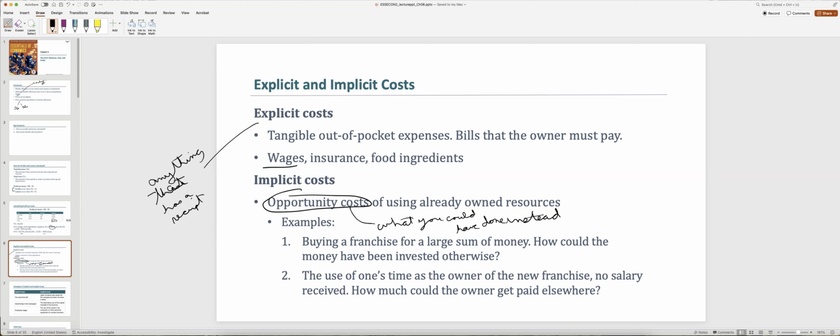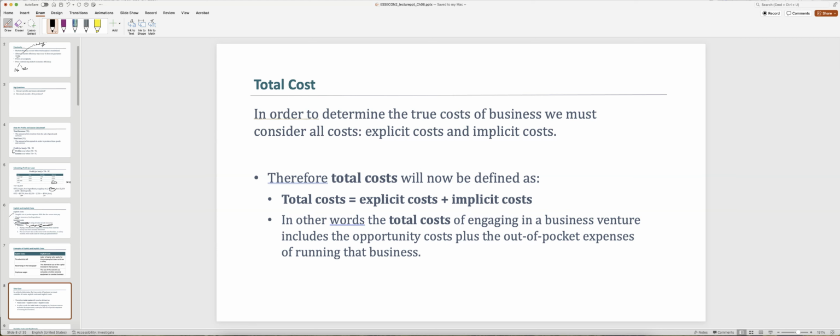You'll see when you get to the homework that you'll be presented with some examples where you have to decide what's an explicit cost versus an implicit cost. But again, if you can think of it as having an invoice, as generating a receipt, then it's most likely an explicit cost. Total cost would then be my explicit costs plus my implicit costs.